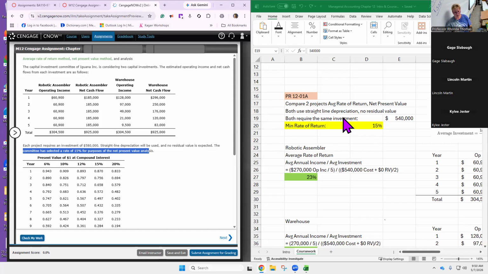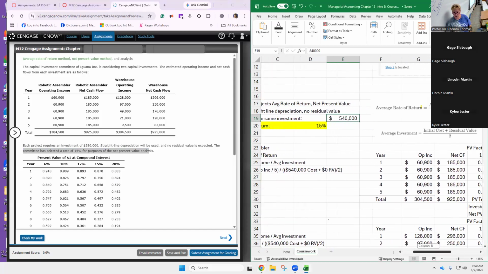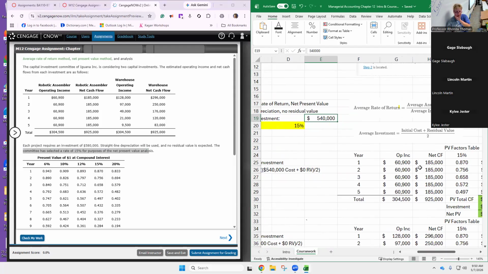The first analysis we're going to do is the average rate of return. That does not require any present value. Here is the calculation. You're going to take the average annual income divided by the average investment. Here is the calculation of the average investment.